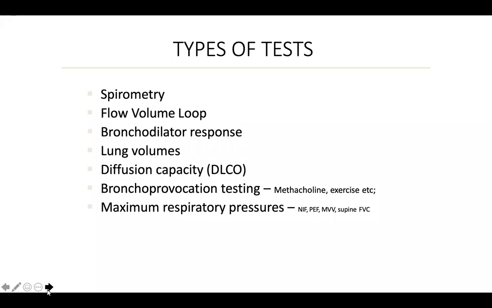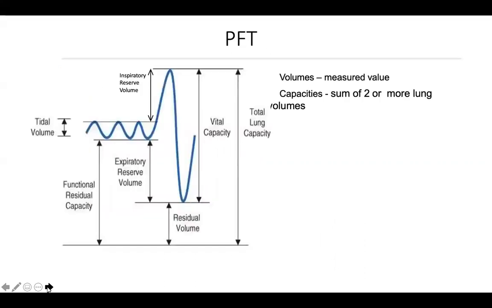Spirometry also initially used to give time volume loops. Now we have flow volume loops also. To know the response to treatment, we also use bronchodilator response. Then there is measuring the diffusion capacity, and other indirect methods like bronchoprovocation tests and maximum respiratory pressures. Before knowing about the spirometry and other tests, we will first learn about the lung volumes and the capacities.